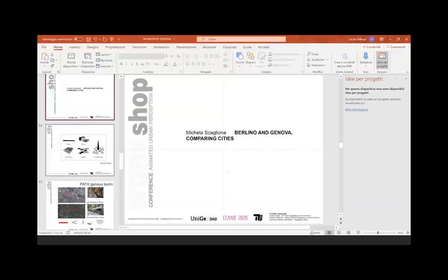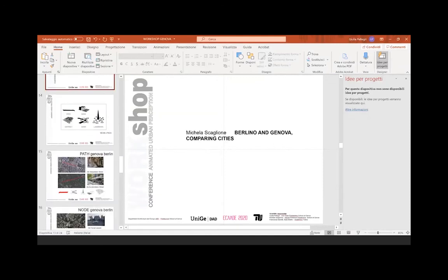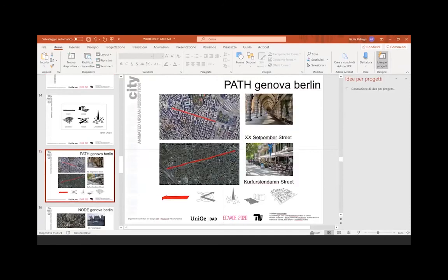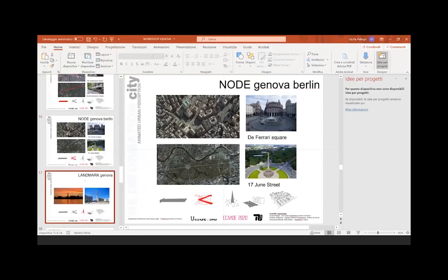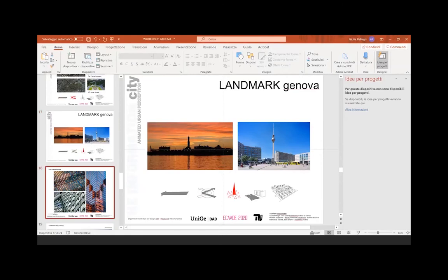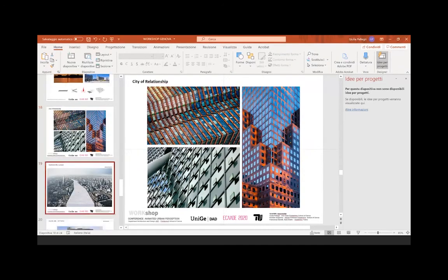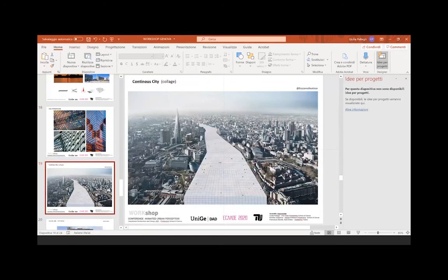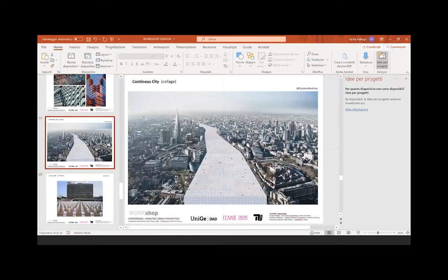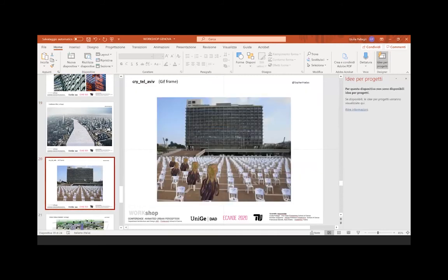Okay. Here we are. And Michela, my colleague, professor of the University of Genoa, explained Berlin and Genoa, comparing the cities with the principal path in Genoa and Berlin, the principal node, and also the landmark of the two cities compared one to each other. Also with the presentation of different types of city, the city of relationship. This is also the continuous city collage for London. And this is the result of one of the participants of this workshop. This is the place of Tel Aviv, and it's an empty square because of COVID.